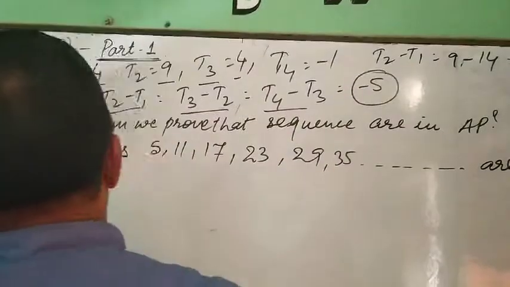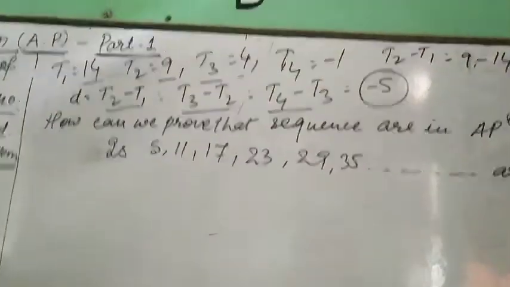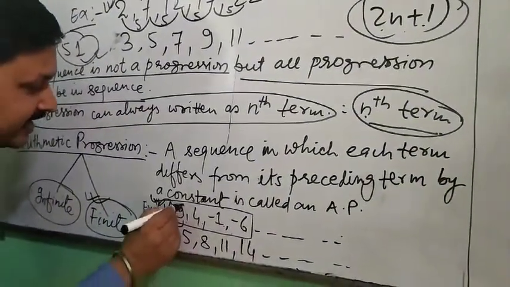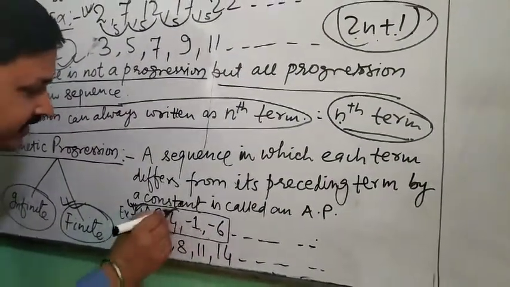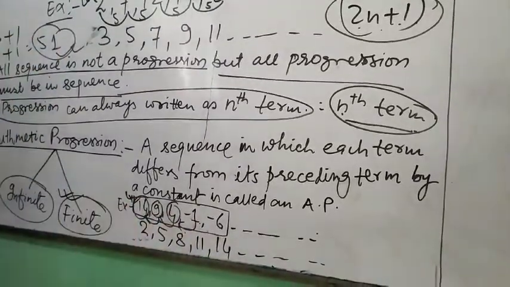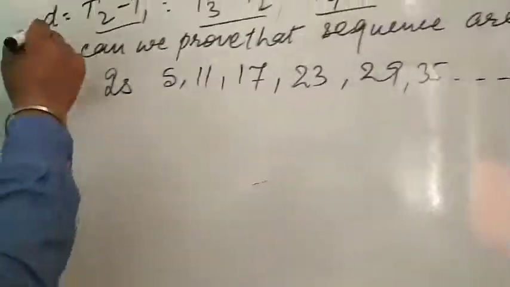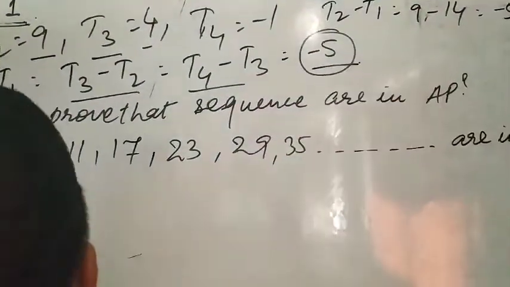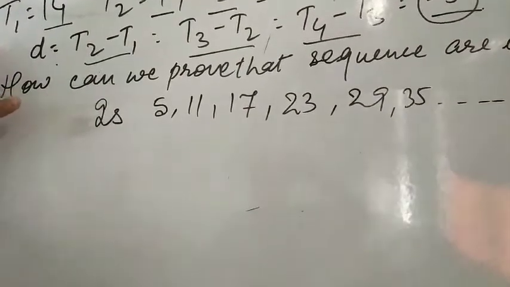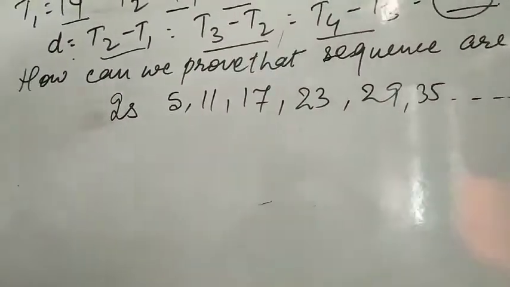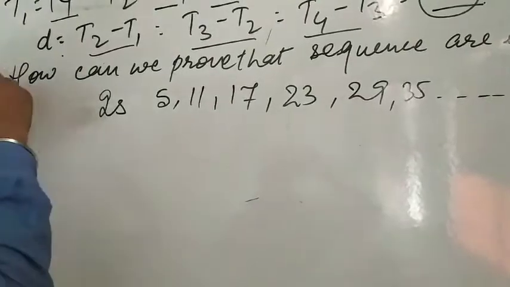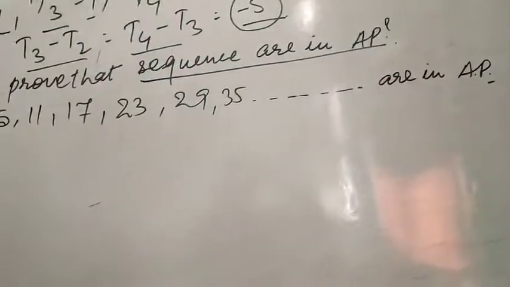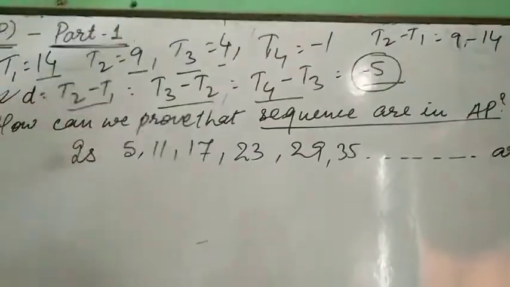So the result is minus 5. That is the common difference. This is the preceding term of 9. This is the preceding term of 4. This is the preceding term of minus 1. So the common difference D is equal to minus 5. On the basis of this common difference, you have a question: how can we prove that a sequence is in AP? So that is the main thing.